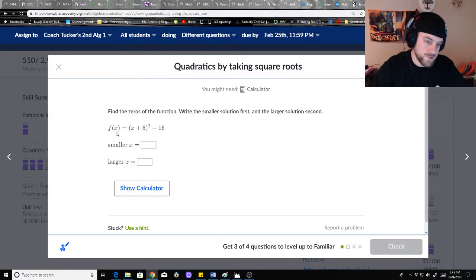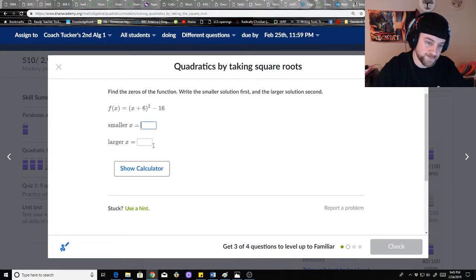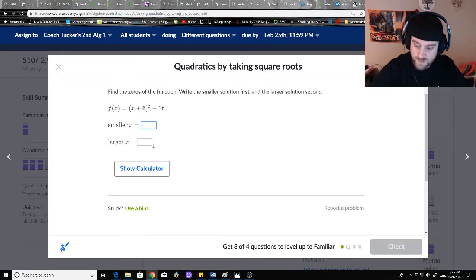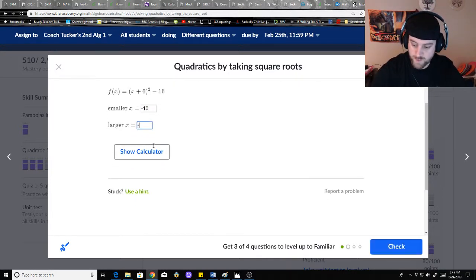Same thing here. Set this equal to 0 and go from there. What would that be? 16 is 4, so we have negative 6 minus 4 is negative 10, and negative 6 plus 4 is negative 2.